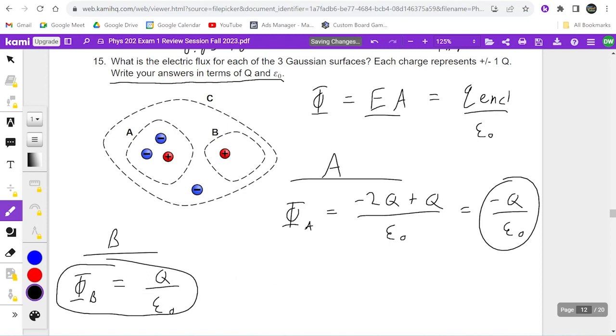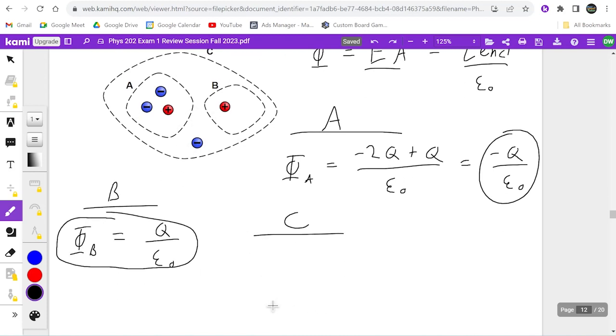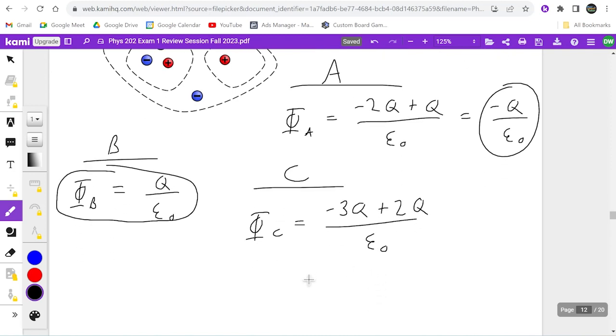And then for C, if you only look at this charge for C, you're wrong, because you need to consider all of the charges. 1, 2, 3, 4, 5. And so for C, it's going to be flux C equals the total charge, that's negative 3q plus 2q, because there's 3 negative charges and 2 positive, divided by epsilon naught. You'll get a final answer of negative q over epsilon naught, and that's for surface C. Any questions?